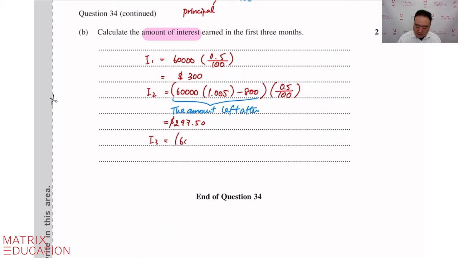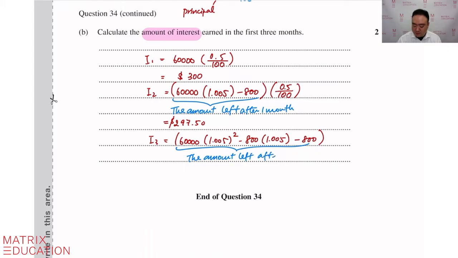We would have 60,000 times 1.005 squared minus 800 times 1.005 minus 800. This is the amount left after 2 months. And then that appreciates by 0.5%. And that gives me 298.9875.